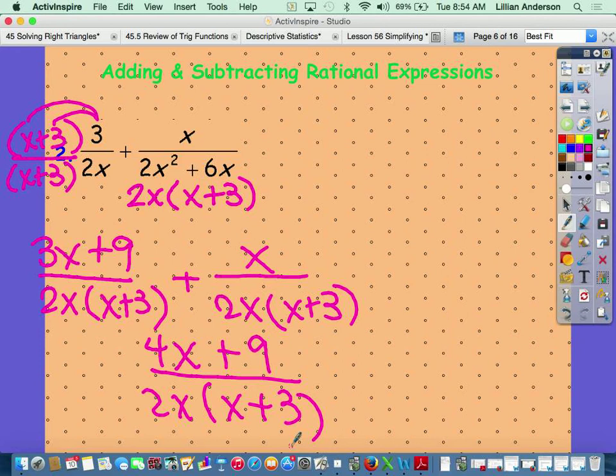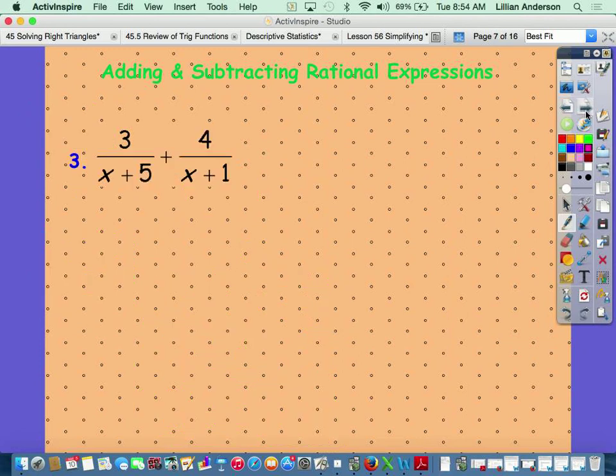Now, gotta be careful. This is a 4x plus 9. If it was 4x times 9, then I could cancel out the x's and then simplify that. But can I go any further than this? No, so this is my final answer. So you guys see how it goes? See how it works? Okay, let's do one more together, and then I want you to try a couple on your own. All right?